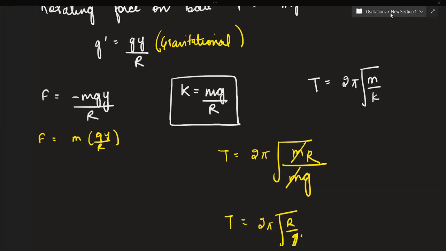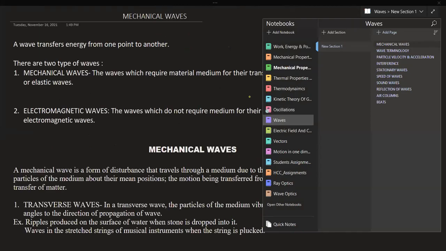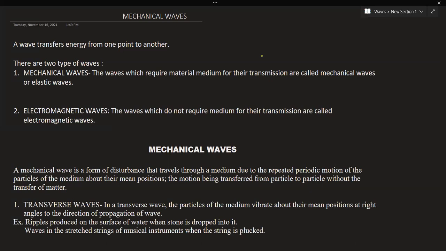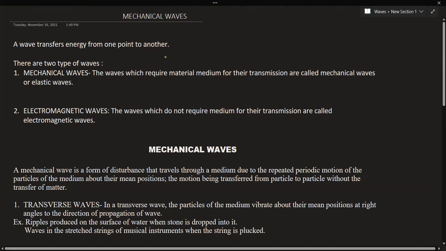Okay, so then let's start with waves, the last chapter of your 11th standard. See, you don't have to remember all these definitions. These are just basic definitions I have written to brush up your 9th and 10th concepts. A wave transfers energy from one point to another, as you are all aware. Two types of waves exist: mechanical waves and electromagnetic waves.